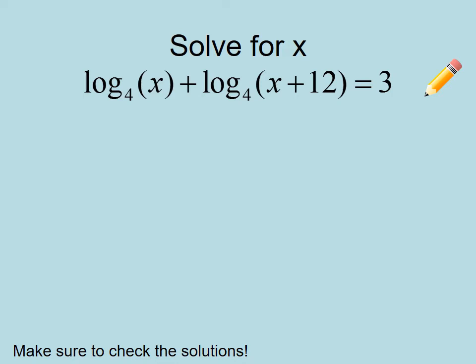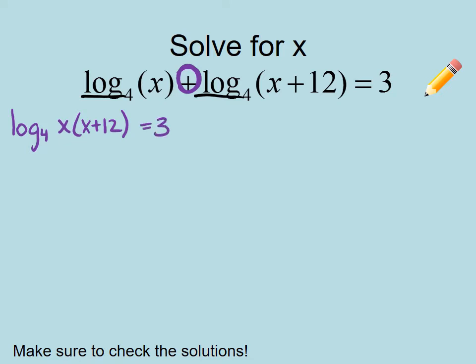Let's take a look at this last example. Pay very close attention to the fact that there are only logs on the left side. The fact that there are multiple logs on the left side also shows me that I need only one log on the left side. This plus sign tells me that I'm going to have to use my condensing rules. Instead of addition, my log values are going to become multiplied.